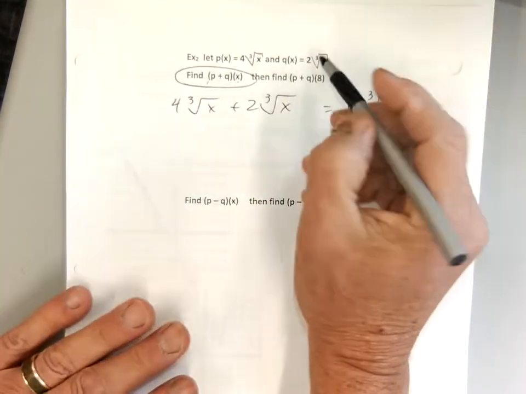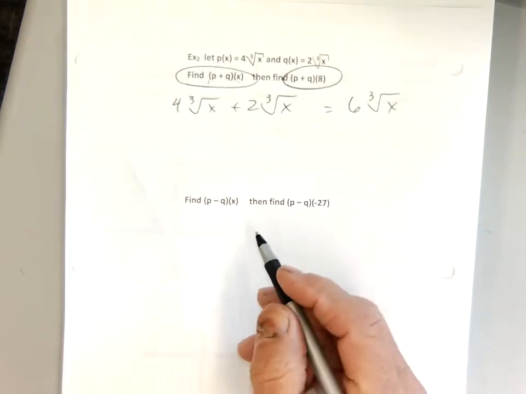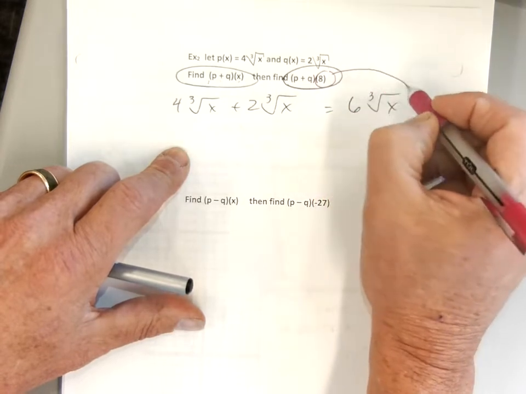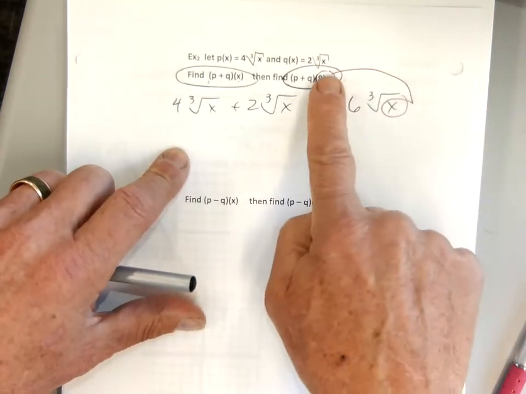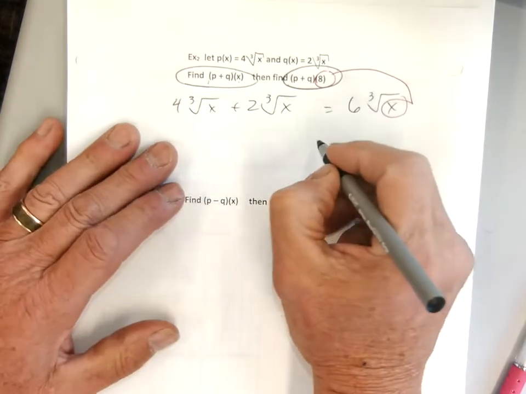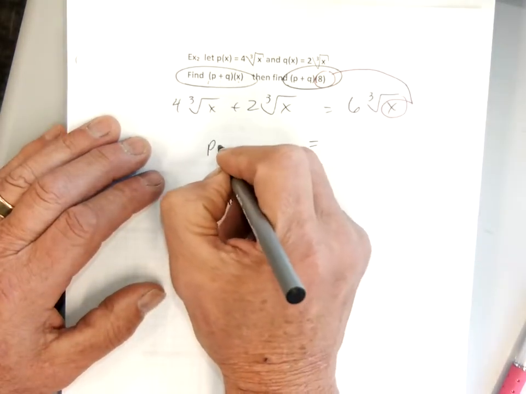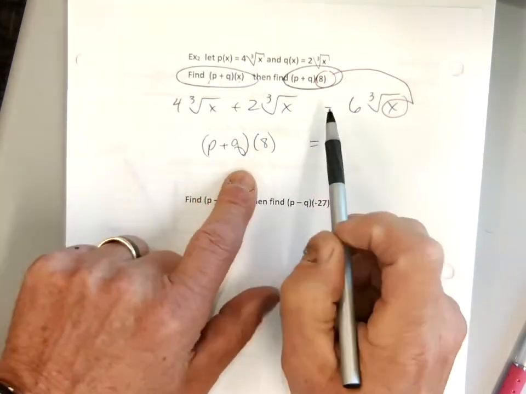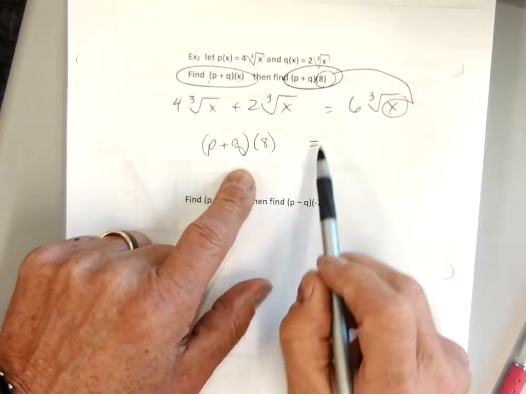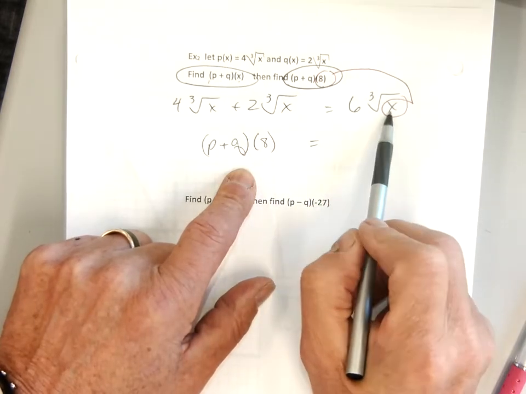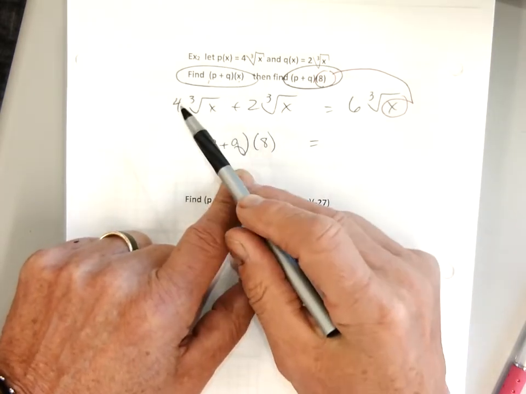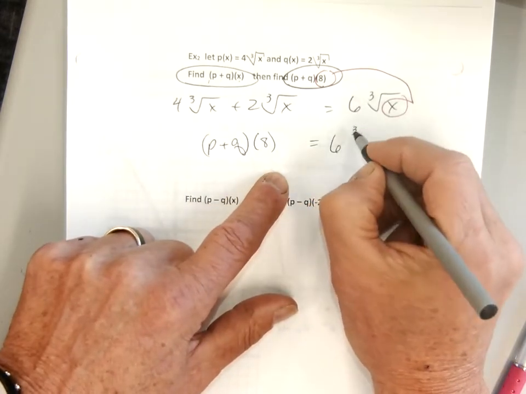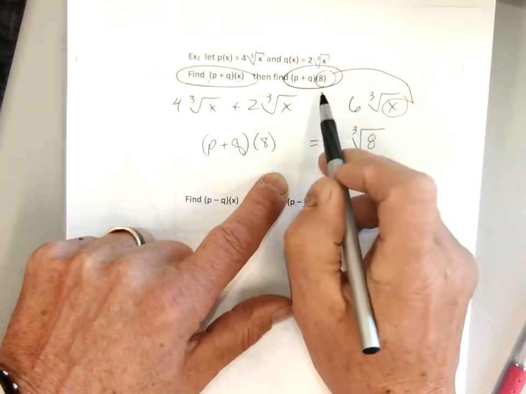Okay, now it says find p plus q of 8. All right, so all I'm going to do then is put my 8 into that answer for x. All I'm going to do is replace the 8 right there. So the second part is p plus q of 8. So to get this answer, we're going to plug 8 in for x. So it goes 6 cube roots of 8, because I put 8 in for x.